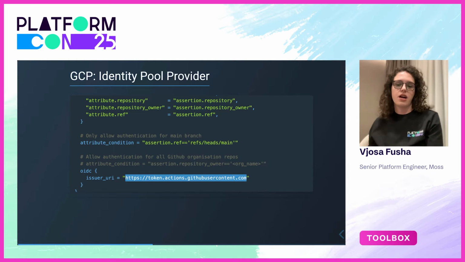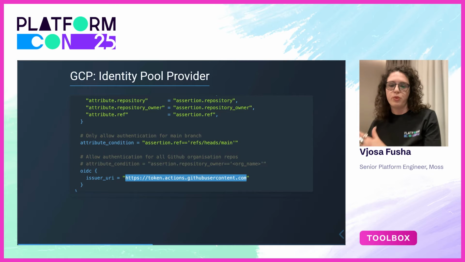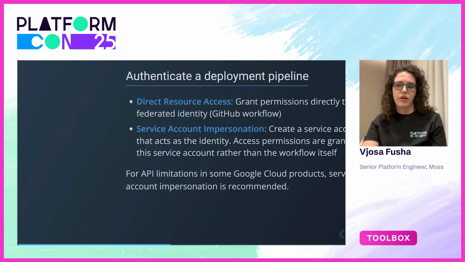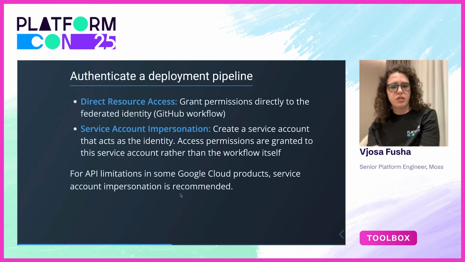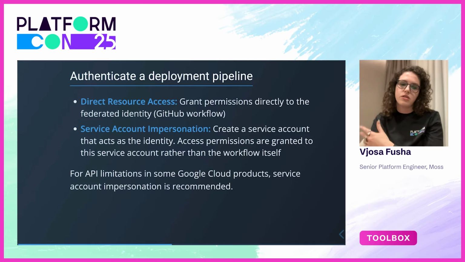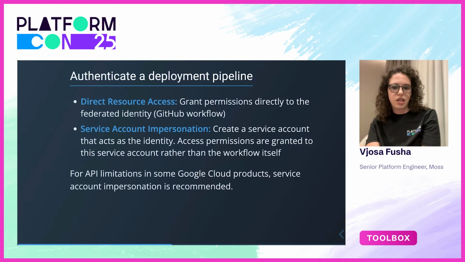Until now, we just defined the pool and the provider, but we did not really authenticate yet. So how do we authenticate a deployment pipeline? In GCP, there are two ways. One is direct resource access, and the other one is service account impersonation. The first one just grants permission directly to the federated identity, the GitHub workflow, while with service account impersonation, we create a service account that acts as the identity. So we need to grant access permissions to the service account rather than the workflow itself.